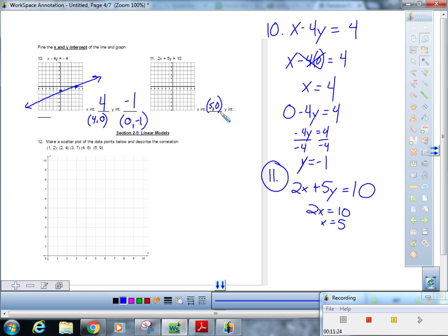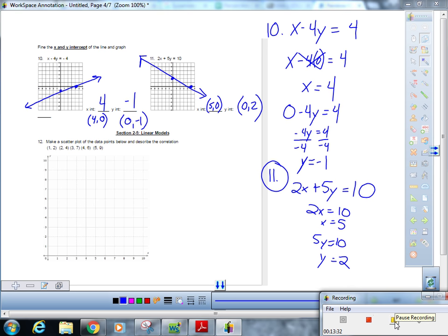Put in a 0 for my x. I get 5y equals 10. So y is 2. So my y-intercept is 0, comma, 2. I know that it's going to hit here. 1, 2, 3, 4, 5. And here. And that's my equation. Okay?